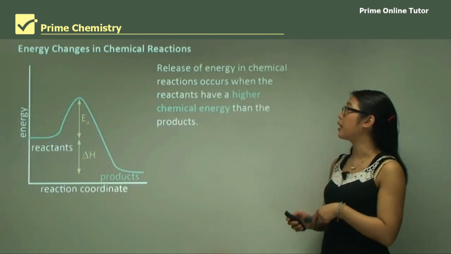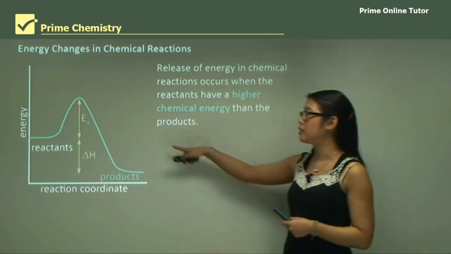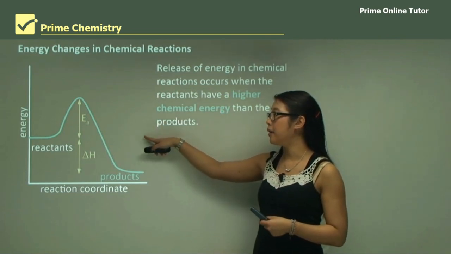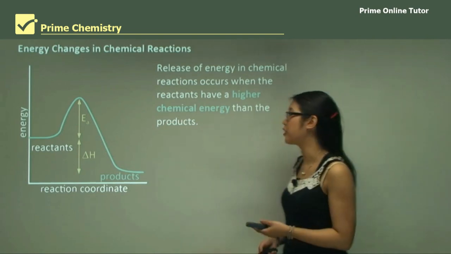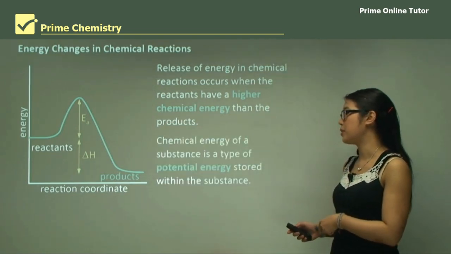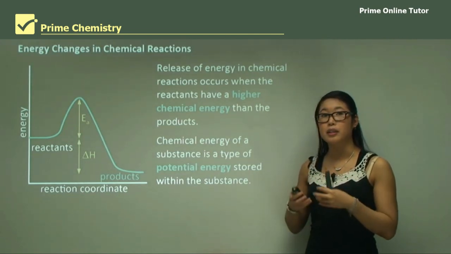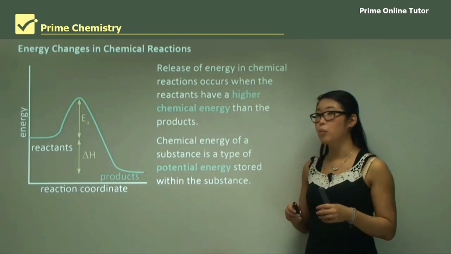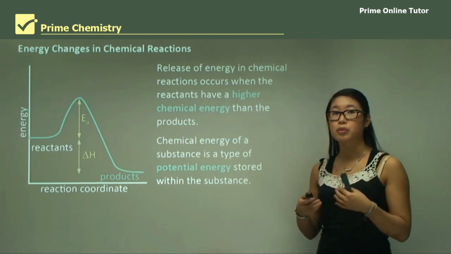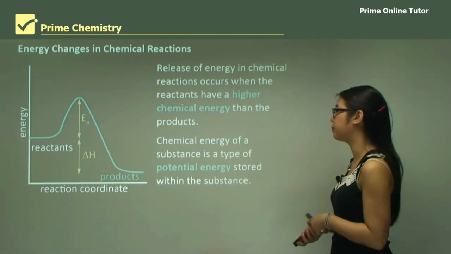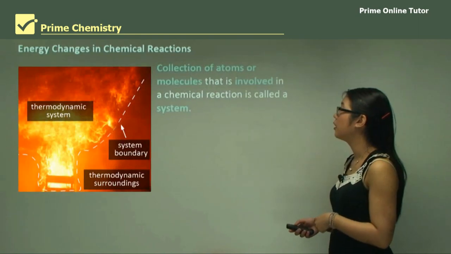Release of energy in a chemical reaction occurs when the reactants have a higher chemical energy than the products. So the reactants have a higher amount of energy than the products, and there's a change in what's going on with the chemical reaction. Chemical energy of a substance is a type of potential energy. Chemical energy is all the molecules sticking together like normal, and when we break the bonds, we get a release of energy. So this is the chemicals storing potential energy. Stored chemical potential energy is called the enthalpy of the substance.